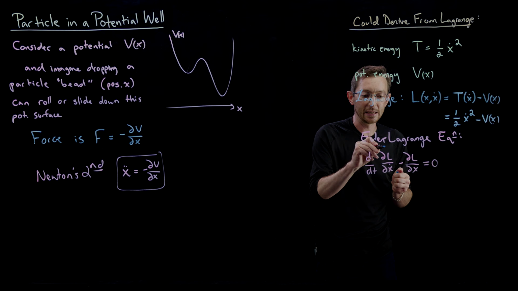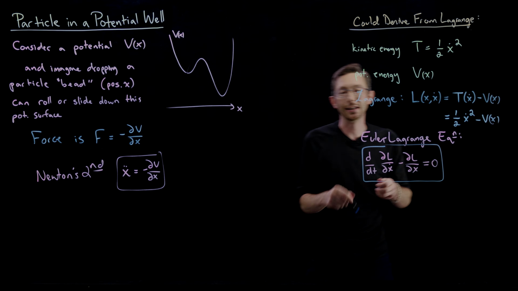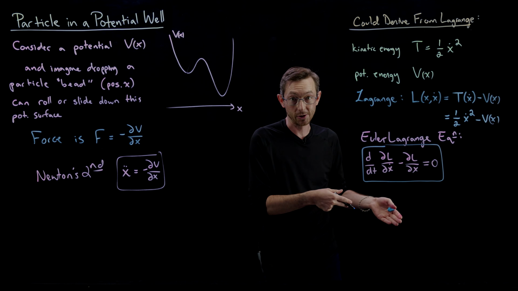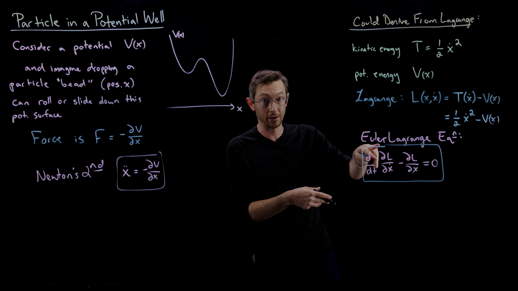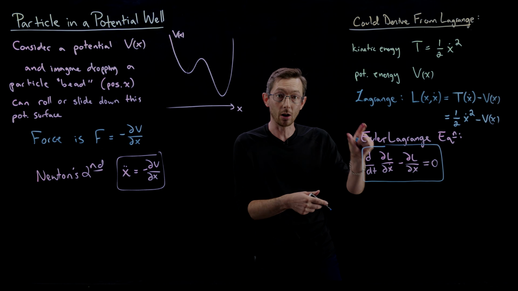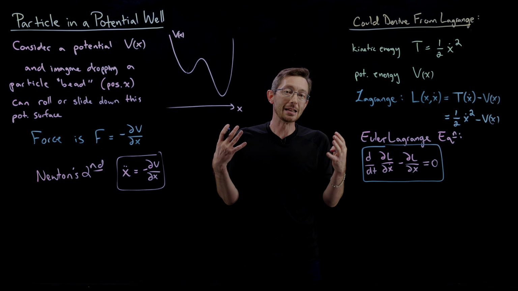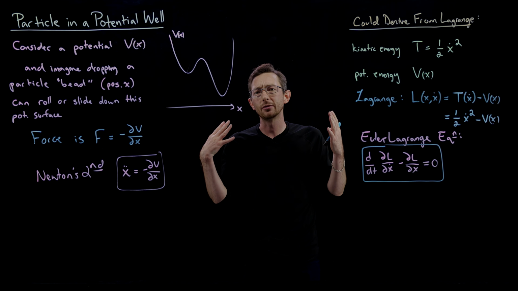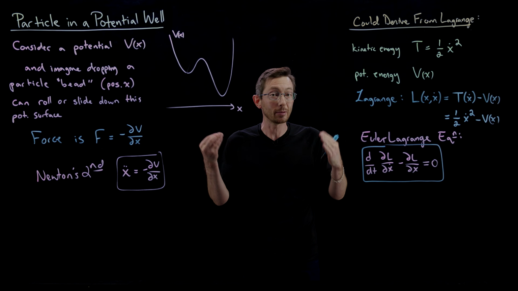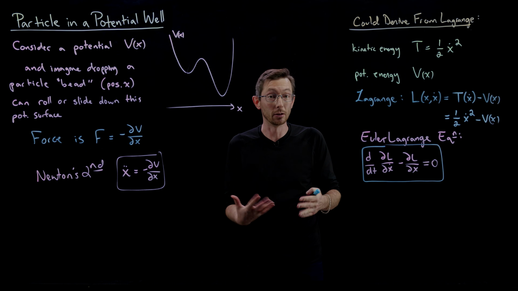And again, this is a differential equation. It is a second order differential equation. We'll find that we're going to get x double dots from this term here. It's a second order ODE that encapsulates the principle of least action. And the principle of least action is probably the most universal law in all of physics.